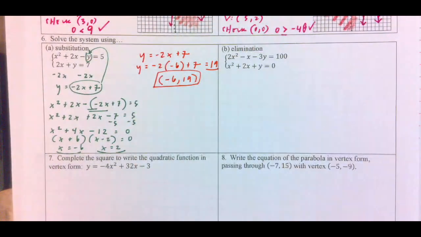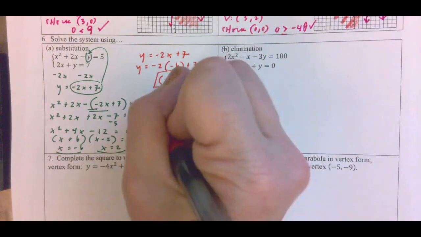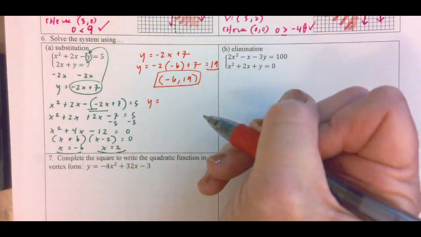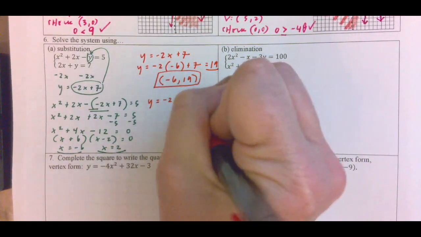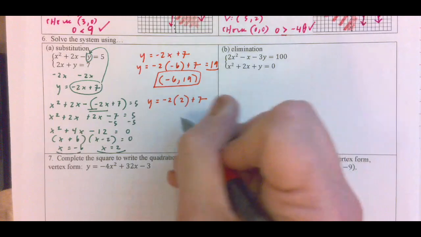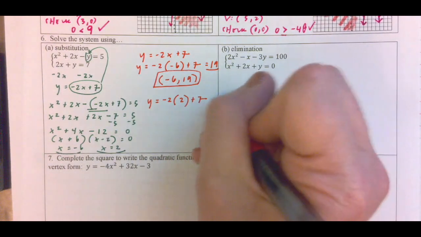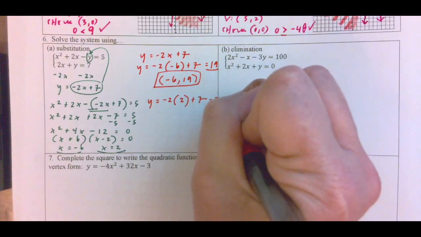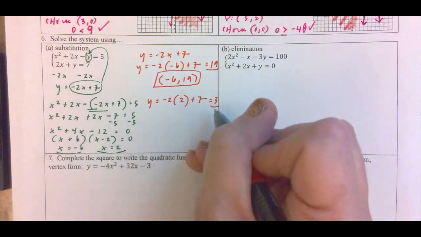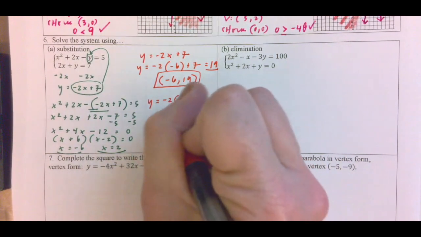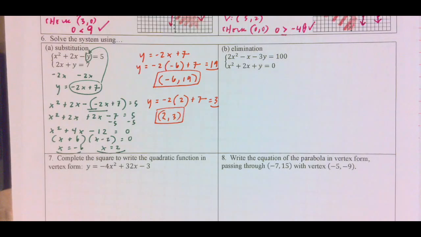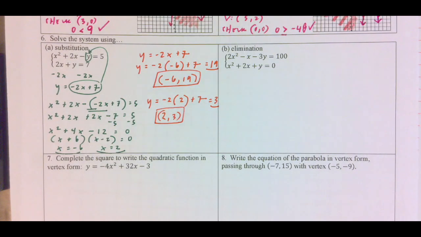For the second one, y equals -2 times 2 plus 7. So -4 plus 7 is 3. So I'll have another solution at 2, 3. I can always plug back in to double check that it makes both of my equations true.